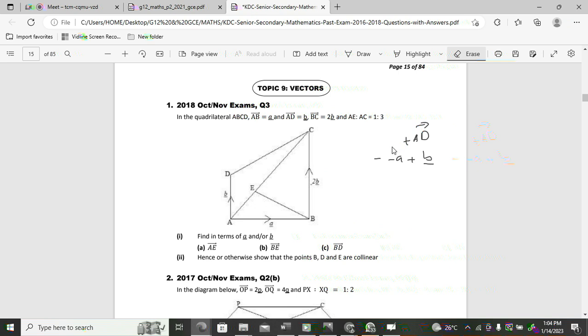And then the next one, part two. This question was carrying just part two alone, which is saying, hence or otherwise show that the points B, D, and E are collinear. This question was carrying 5 marks.